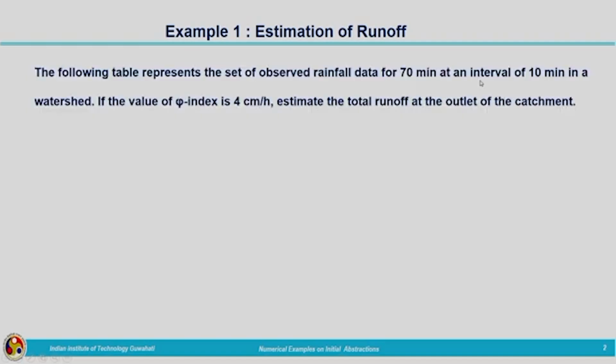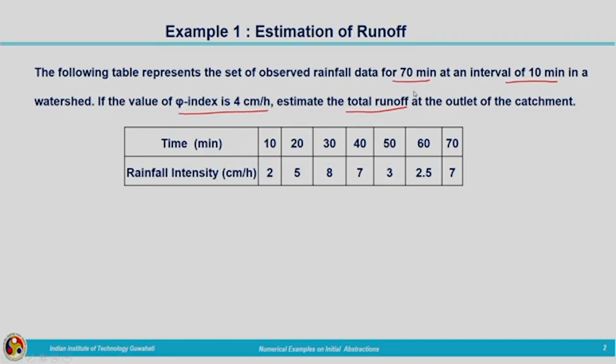So, example 1 is related to estimation of runoff. Let me first read out the question. The following table represents the set of observed rainfall data for 70 minutes at an interval of 10 minutes in a watershed. If the value of phi index is 4 centimeters per hour, estimate the total runoff at the outlet of the catchment. The rainfall data is tabulated here, time is given in minutes and rainfall intensity is given in centimeters per hour. You need to be very careful: intensity is in centimeters per hour and time is given in minutes.